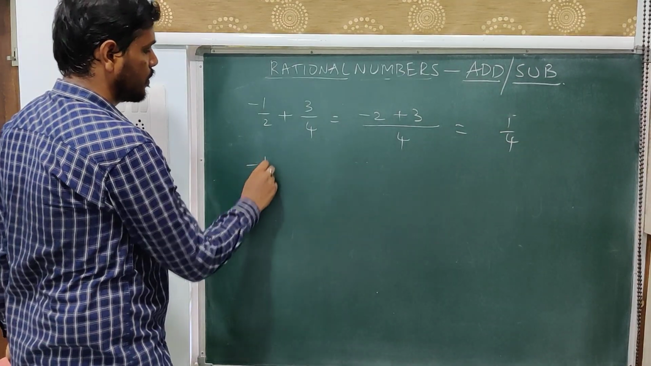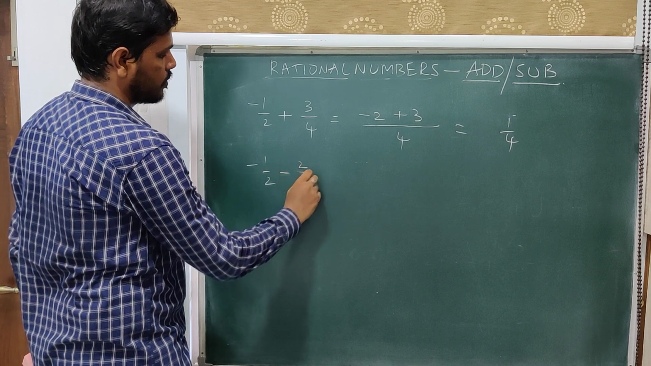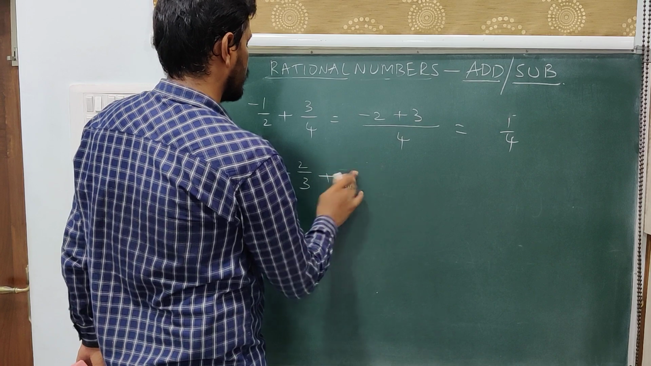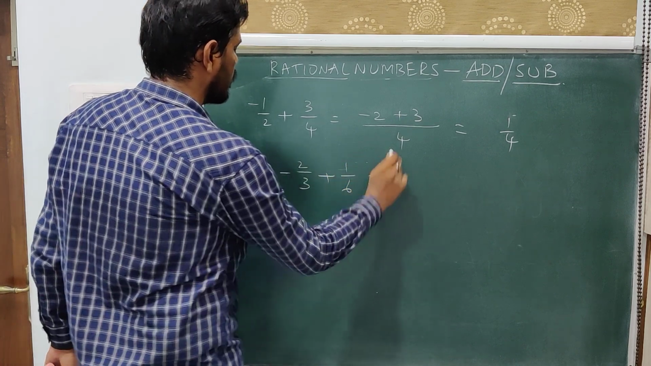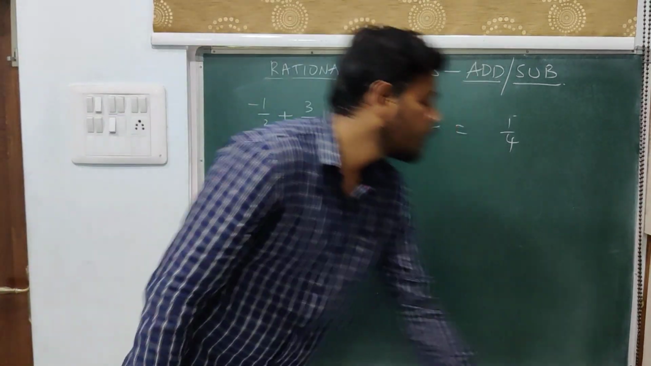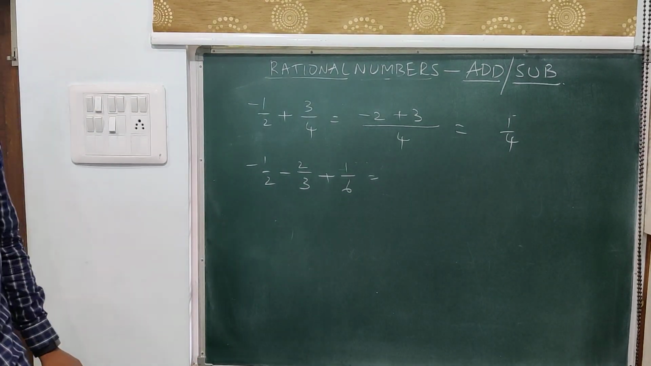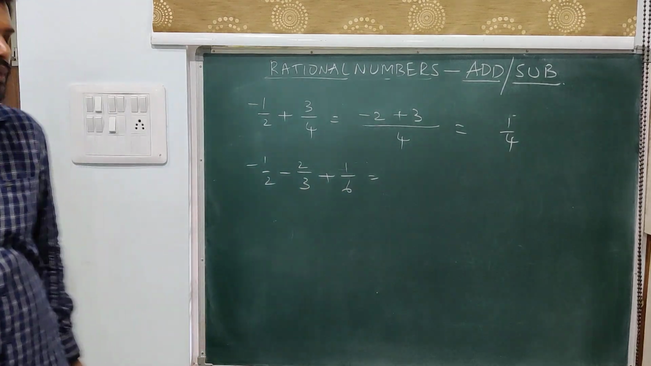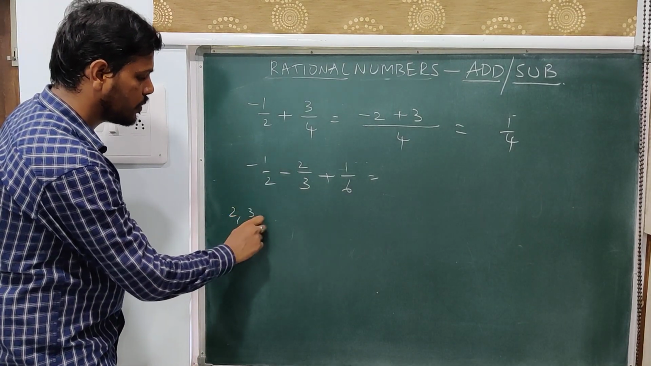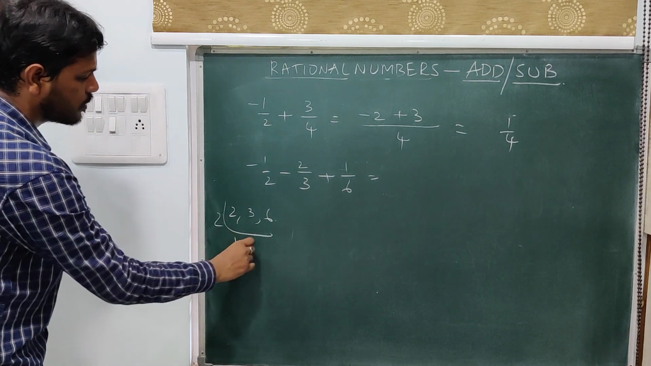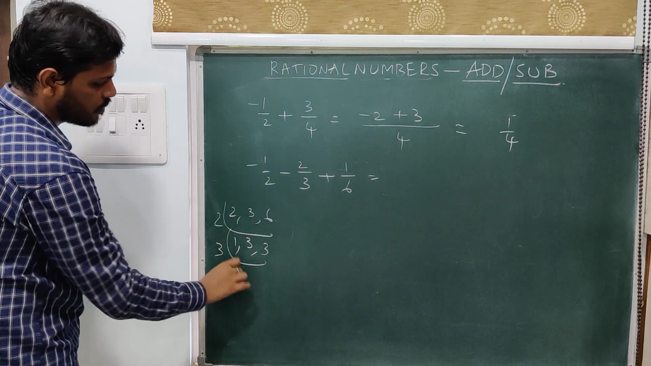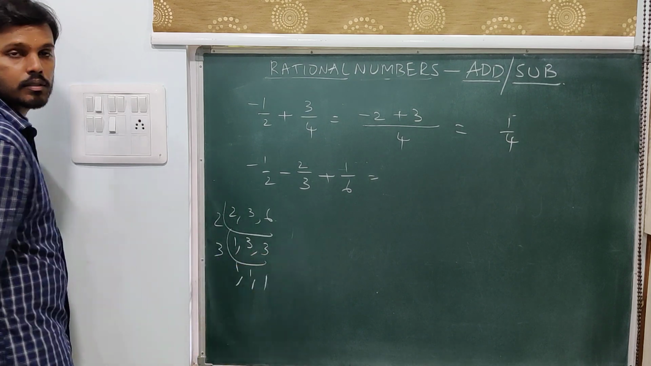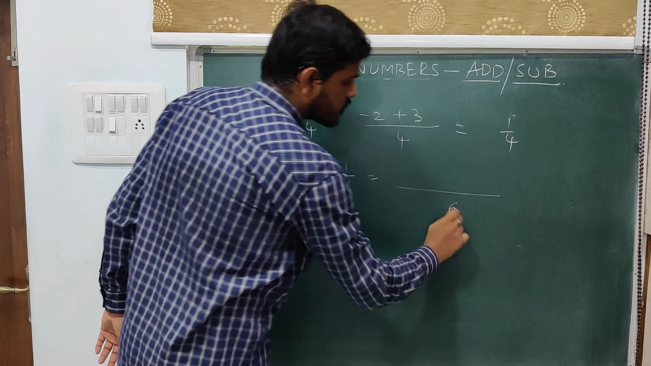Suppose say this is the case. Minus 1 by 2, minus 2 by 3, plus 1 by 6. Again the same funda. 2, 3, 6, take the LCM. LCM of 2, 3, 6. 2 1s are 2, 3s are again 3. So 2 into 3 is 6, 6 into 1, you'll get 6. So the LCM of the denominators is 6.